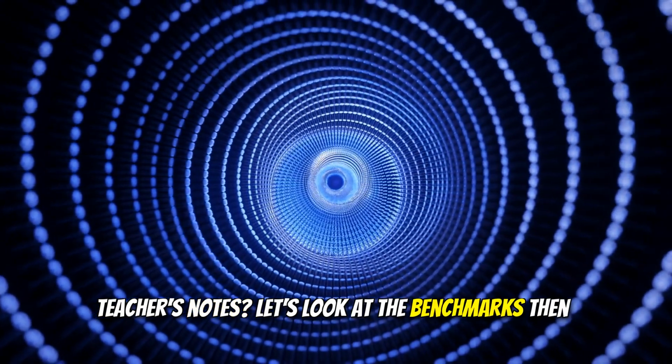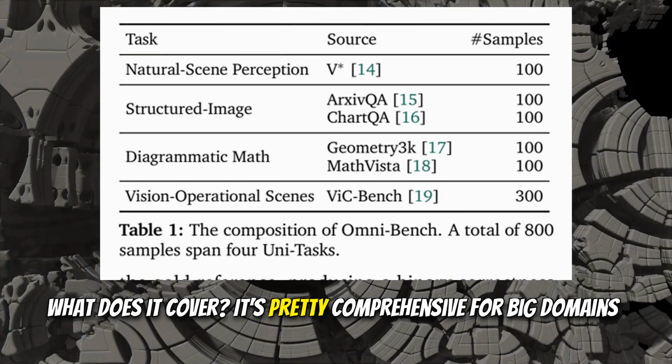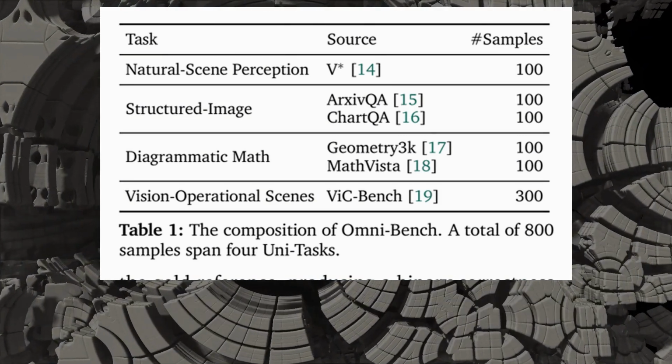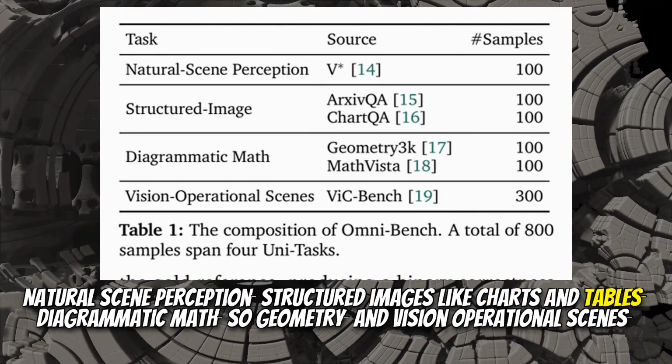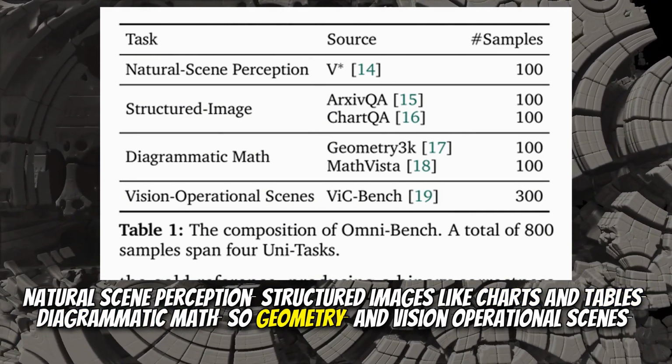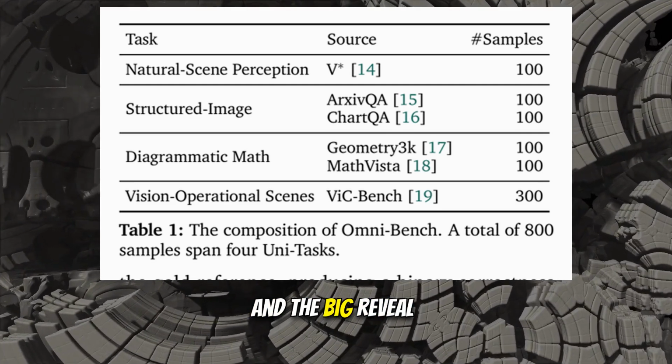Let's look at the benchmarks then. They built this thing called OmniBench. What does it cover? It's pretty comprehensive. 4 big domains: natural scene perception, structured images like charts and tables, diagrammatic math, so geometry, and vision operational scenes, which is the robotics stuff. And the big reveal.